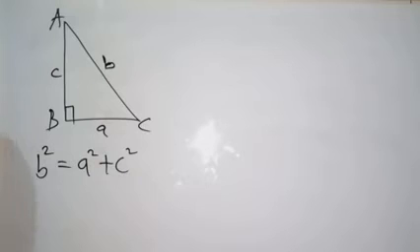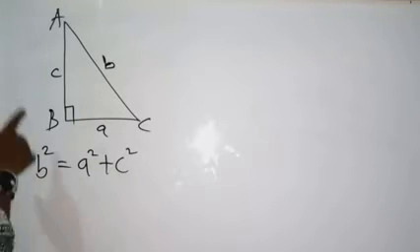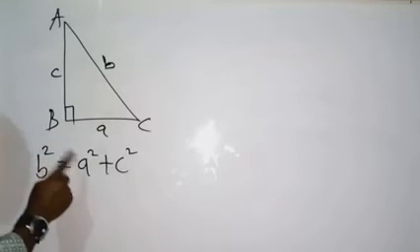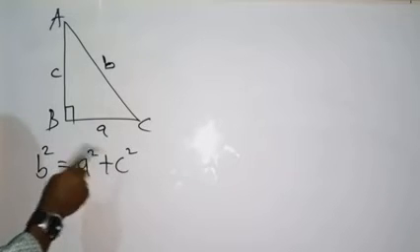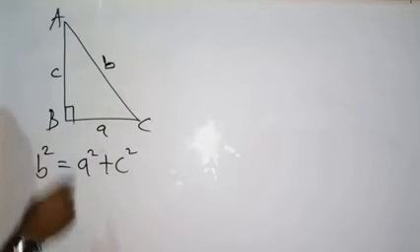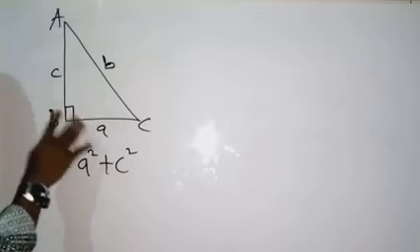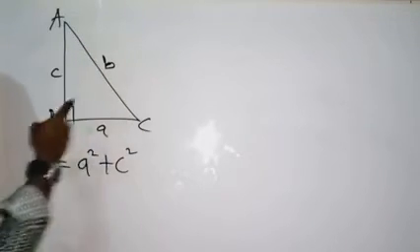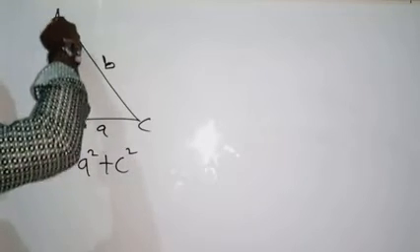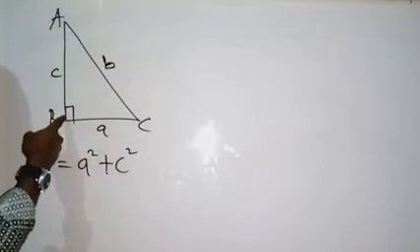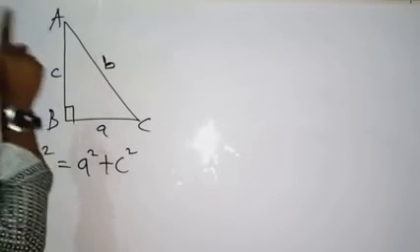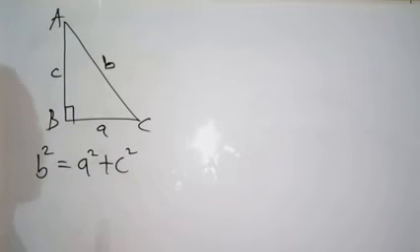I've heard students say that hypotenuse square equals adjacent square plus opposite square. That is very wrong. Why? Because the only side we are sure of in this triangle is the hypotenuse, because this is 90 degree and this is the side facing the 90 degree, which is the hypotenuse. That is why hypotenuse is the only side mentioned in the theorem.